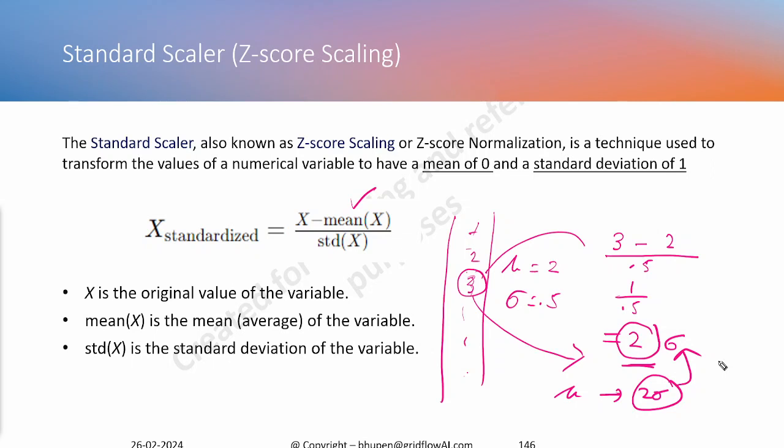And this works quite well for data which is Gaussian in nature or normally distributed, or at least sort of normally distributed, a little bit of a normal distribution pattern should be there. If not, then choose the min-max scalar.